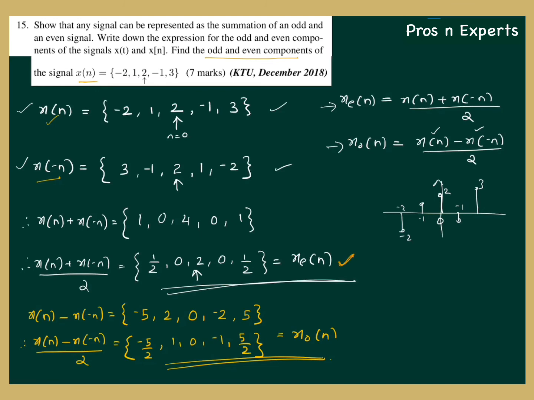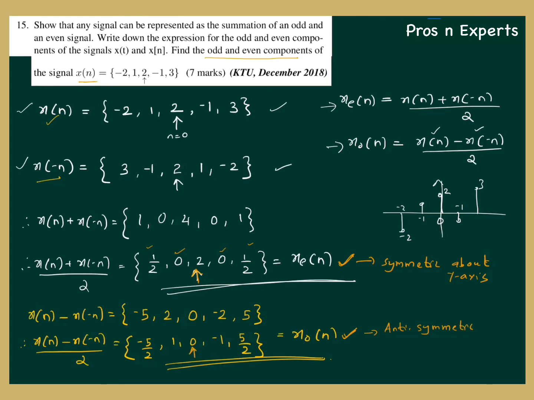given by this equation is symmetric about the y-axis. Of course it is symmetric. So this is the y-axis. With respect to the y-axis, 0, 0 on both sides, half and half on both sides. So it is symmetric about the y-axis. And similarly, we have to make sure that x_o, the odd component, is anti-symmetric about the y-axis, right?